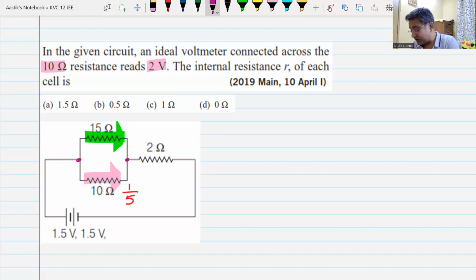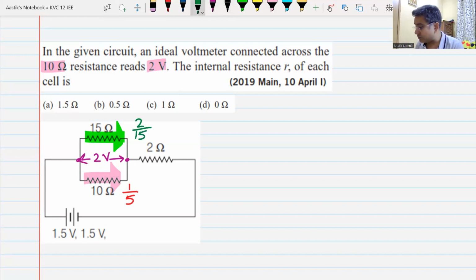So if the voltage drop across the 10 ohm is 2 volt, the potential drop across the 15 ohm will also be 2 volt. So what is the current in the green branch? You can find out the current in the green branch now. Potential drop is the same, 2 volt. I hope you understand this. 2 by 15, sir. Okay, good. See, simple. There are different ways to do this, 2 by 15.